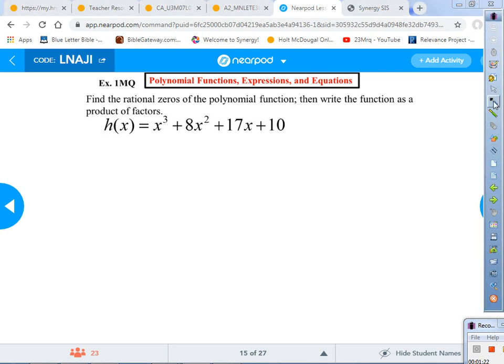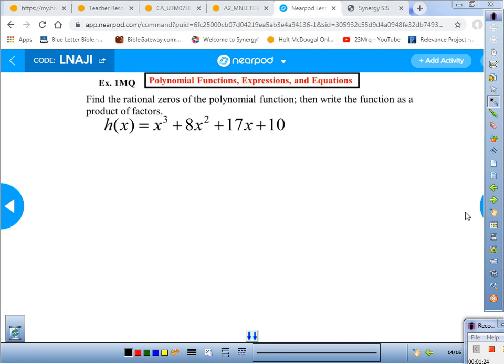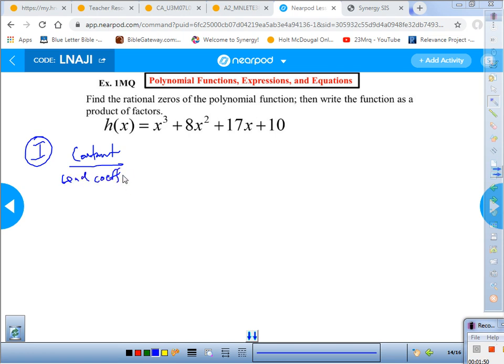All right, the instructions, you don't need them. It's the same one that we started with yesterday. So I'm going to go through the process one more time just to make sure we got this. Okay, here it goes. I'm going to break it down. Step 1. I need the constant over the leading coefficient.